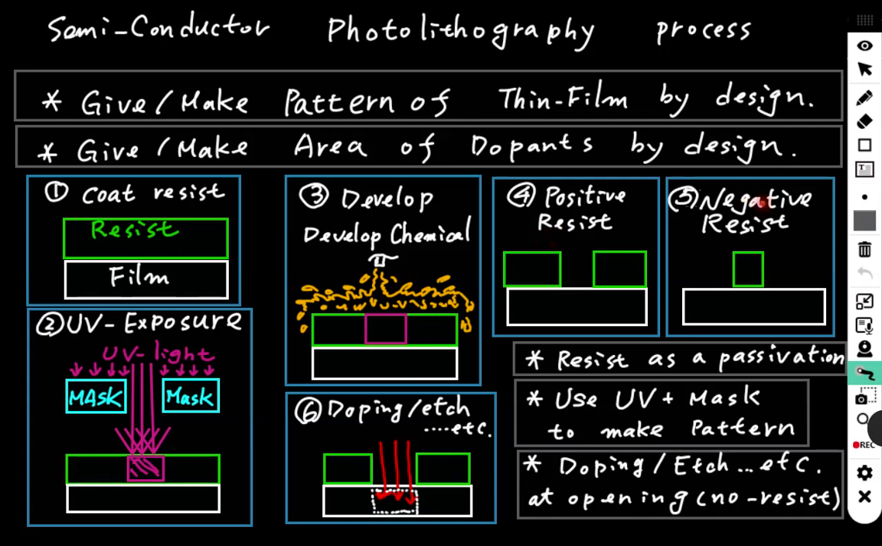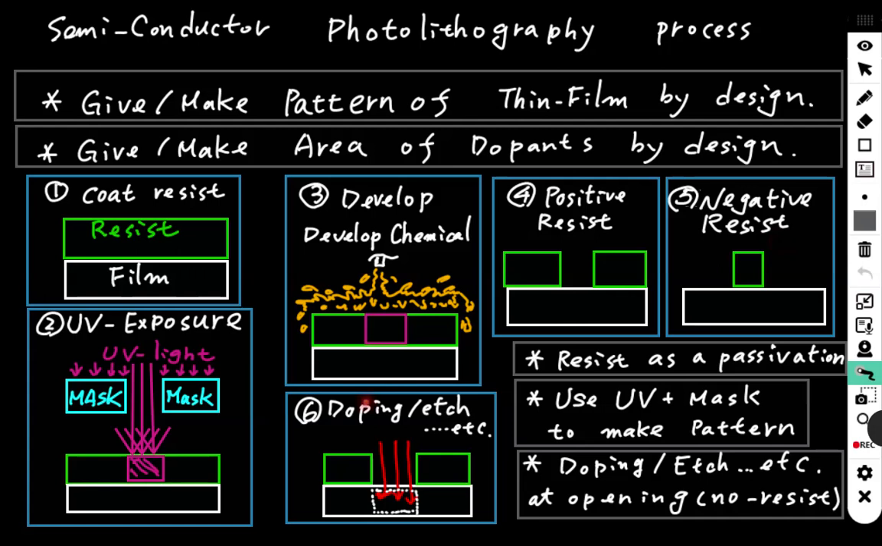The second condition, if we use the negative resist, the exposed part of the resist will stay, and the unexposed part will be removed by the developing chemical. Then the positive resist leaves the opening here, and the negative resist leaves the two openings here.